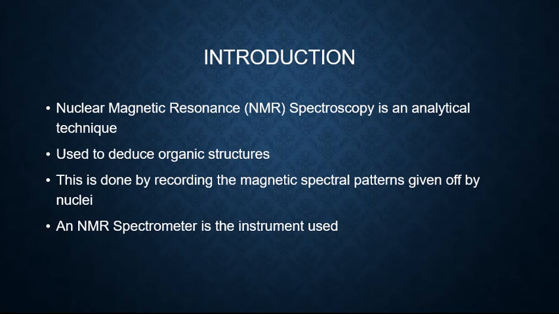Nuclear magnetic resonance spectroscopy, abbreviated as NMR spectroscopy, is an analytical technique utilized by analytical chemists to determine and deduce details pertaining to a compound's magnetic properties. It achieves this by recording the magnetic spectral patterns given off by the nuclei within a sample's atoms. Organic and analytical chemists use NMR to ascertain the molecular structure of an unknown compound.